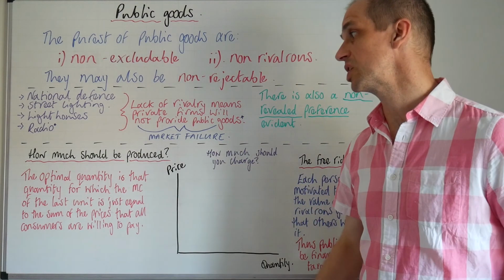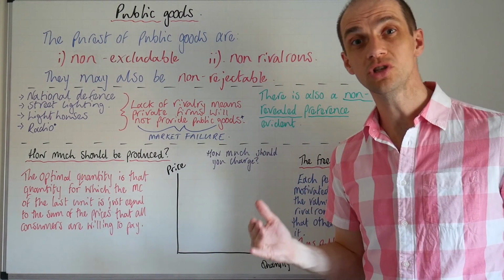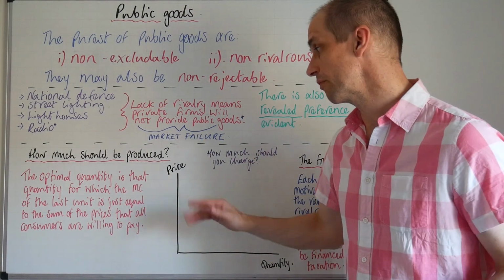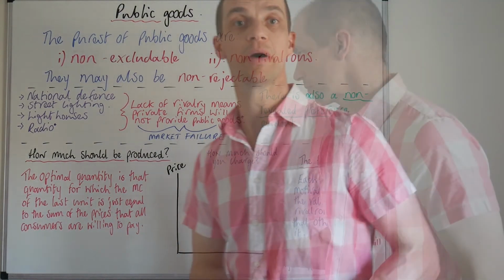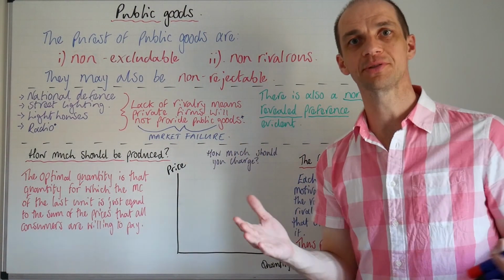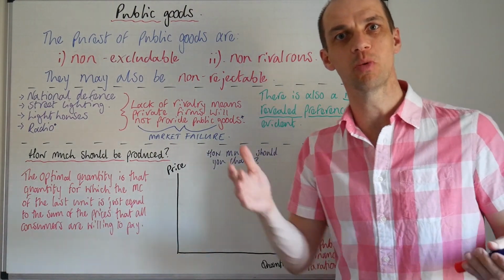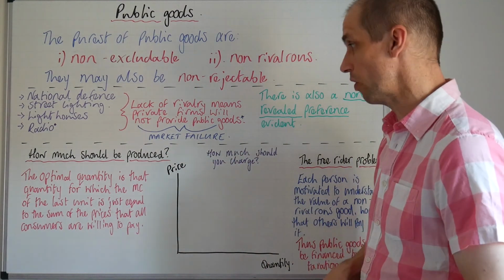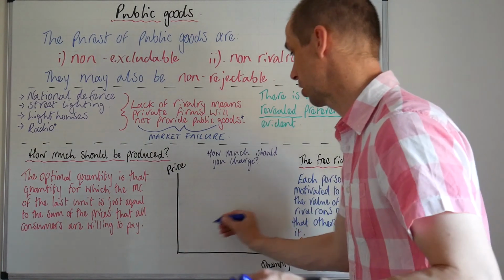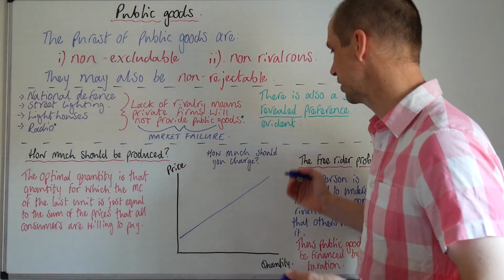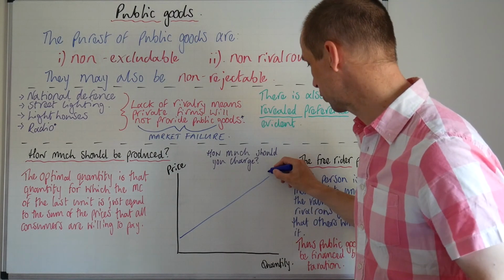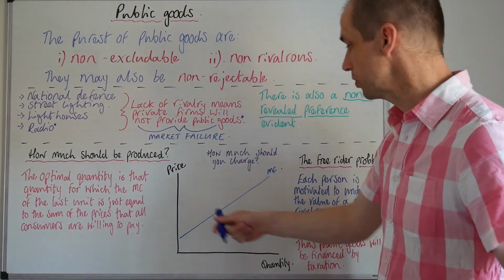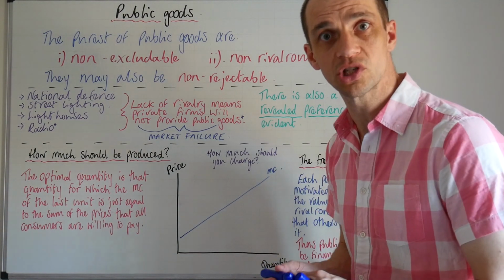The optimal quantity is that quantity for which the marginal cost of the last unit is just equal to the sum of the prices that all consumers are willing to pay. So consider a park in a local village where there are perhaps 3 households. Let's imagine providing a public park or some common land which requires some maintenance, so there's a maintenance cost involved in the provision. I've drawn out our marginal cost curve here.